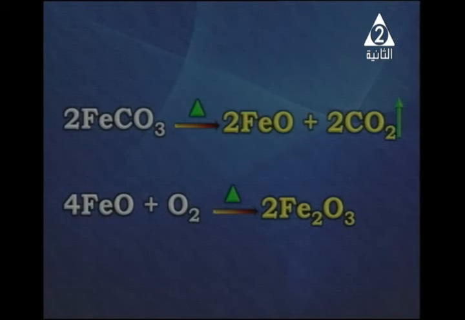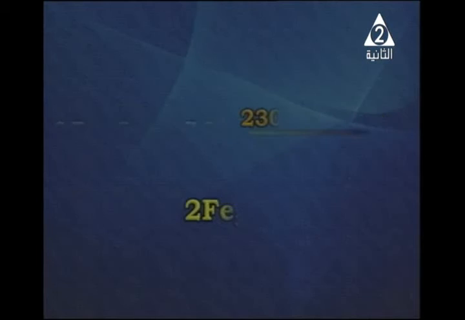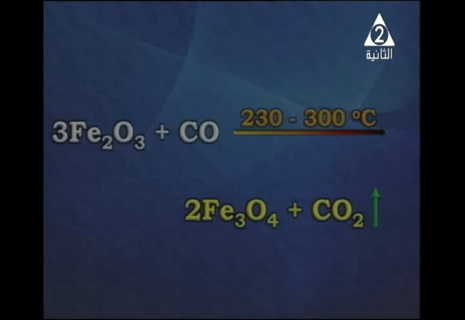Then, iron(II) oxide on oxidation gives iron(III) oxide. Then, iron(III) oxide on reduction by carbon monoxide gas at 230 to 300 degrees Celsius gives magnetic iron oxide and carbon dioxide gas.